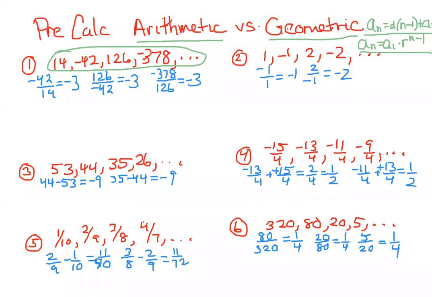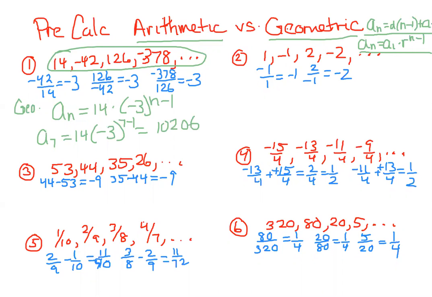I got negative 3. 126 divided by negative 42, negative 3. And then the last one, I got negative 3. So this is geometric, and our A_n is our first term times r to the n minus 1. Pretty easy, right? And then to find A7, we just substitute 7 in for n. So we're going to take negative 3 to the 6th times 14, and you should get this.